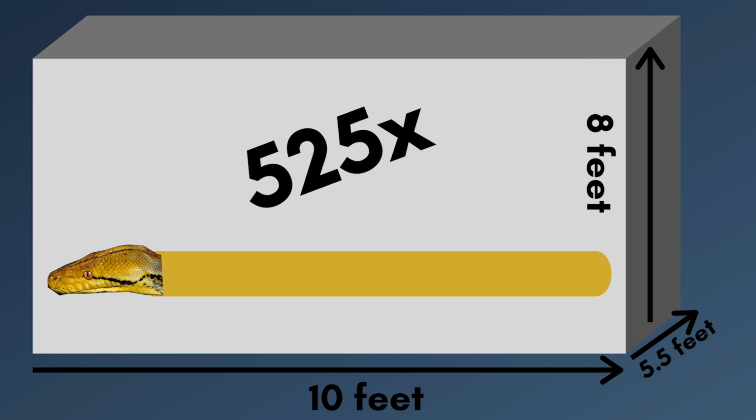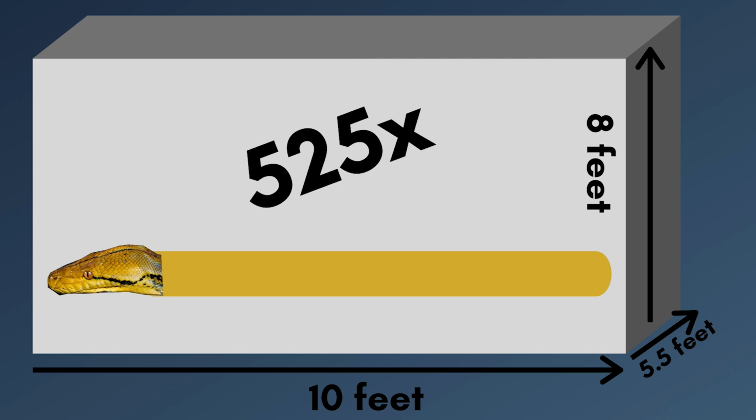If we wanted to give this reticulated python an enclosure that matched proportionally what the corn snake has, i.e. give it an enclosure that it could fit into 525 times, this is how large it will be. Let's keep the 10-foot length for now, just to keep everything the same. 10 feet long, it would have to be 8 feet tall and 5.5 feet wide, which is almost half of the room that I'm in right now.